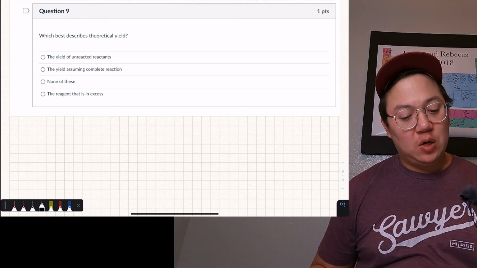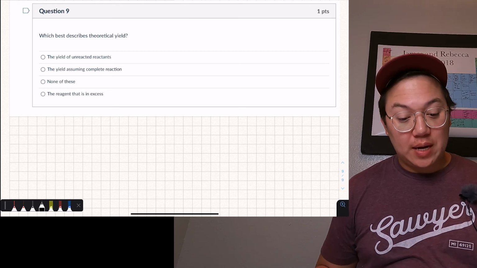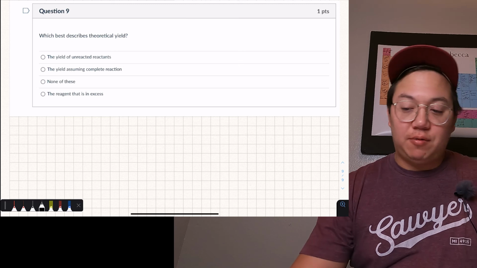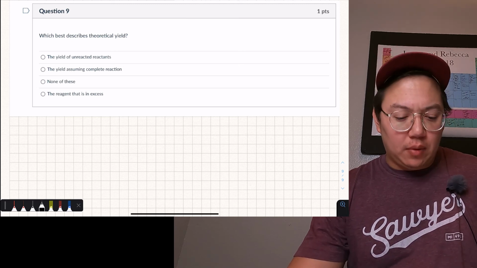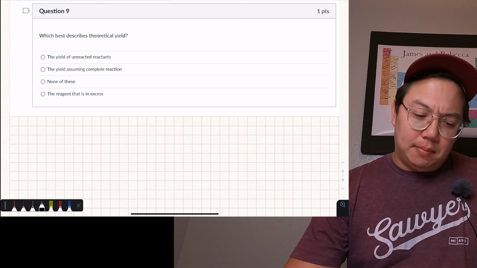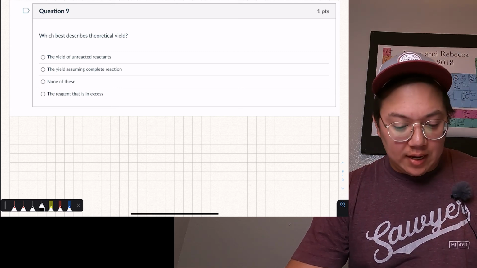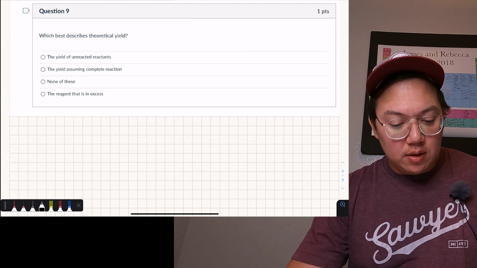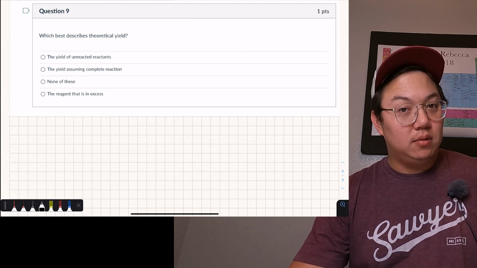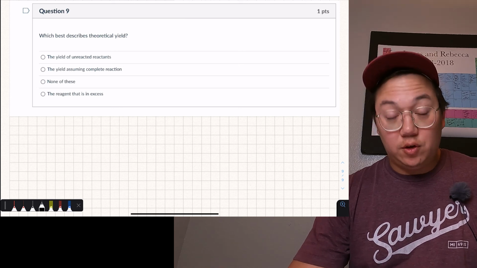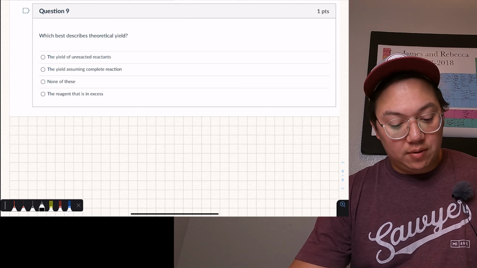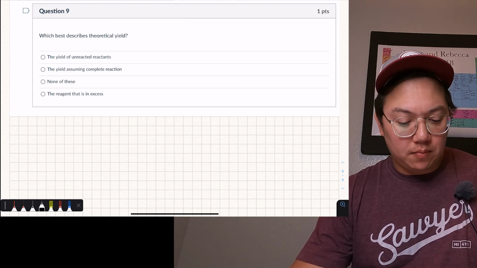Last question, question 9. Which best describes theoretical yield? So there's a couple different ways that we can do yield. There's the actual yield, there's a theoretical yield. In this case, we're asked about theoretical yield. So is theoretical yield the yield of unreacted reactants? The yield assuming complete reaction? None of these. Or is it the reagent that is in excess?